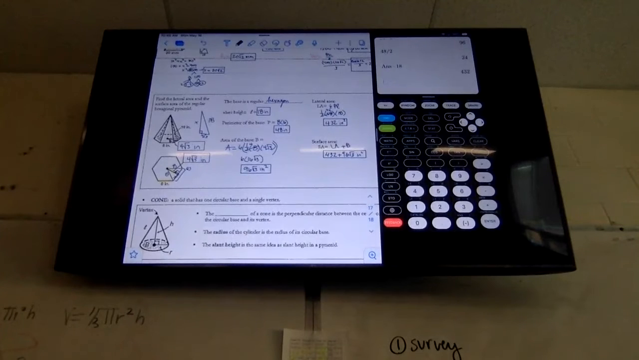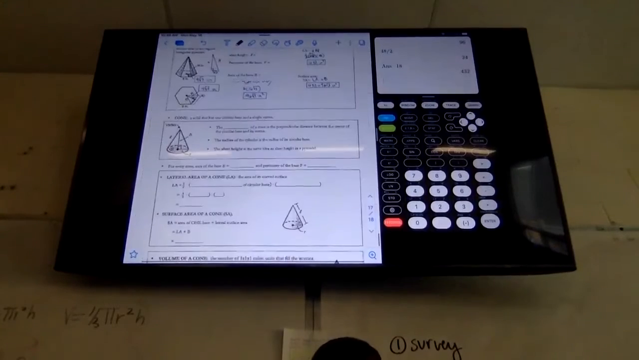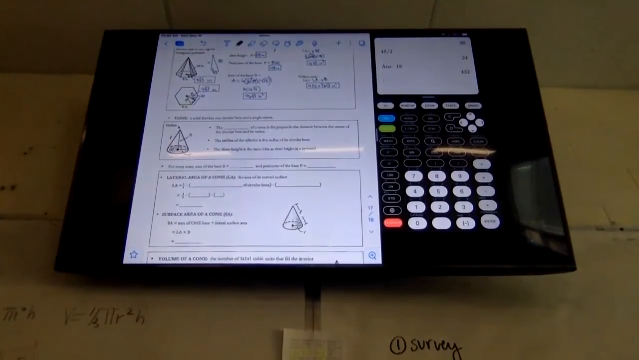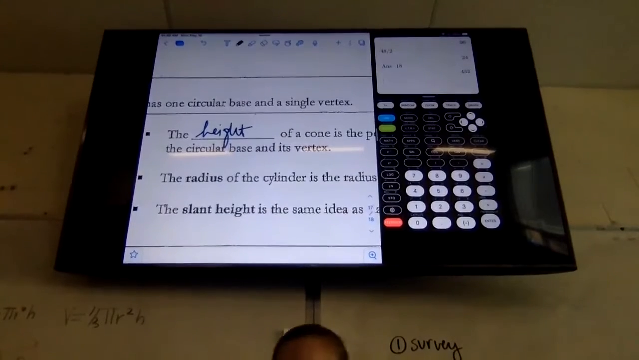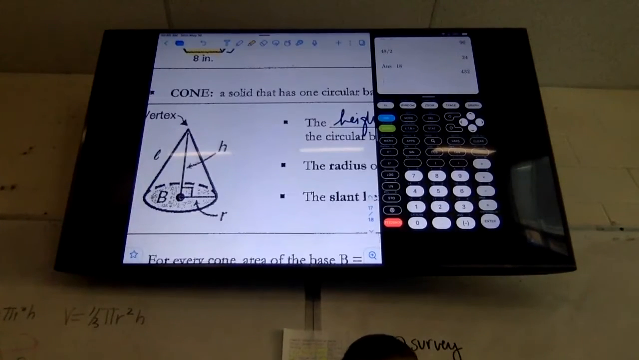No. All right, last one is cones. And just like how I thought cylinders was easier than prisms, I think cones are easier than pyramids, just because I think area and perimeter of a circle is a little bit simpler. Okay, so cone is a very similar idea. It's a solid with one circular base and one singular vertex. The height of the cone is the perpendicular distance between the center of the circle and its vertex. So by definition, the height goes through the vertex and goes through the center of the cone. And it's a perpendicular distance.